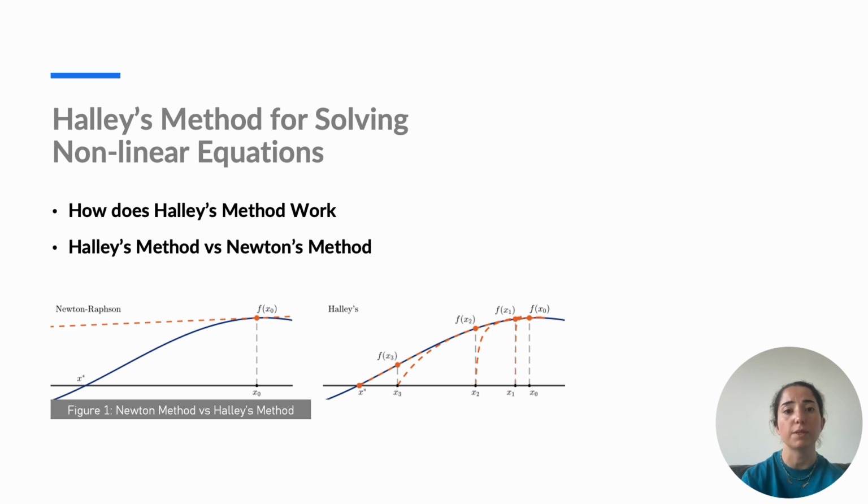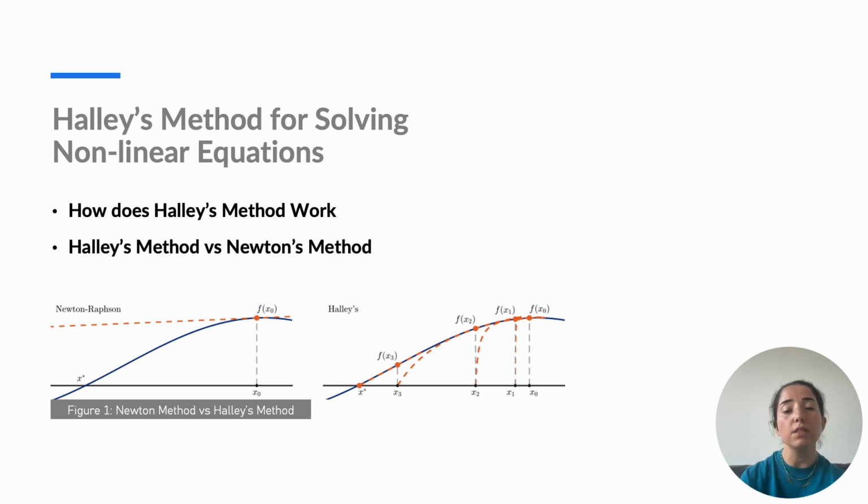Let's have a look at the difference between Halley's and Newton's methods. What you see on the left side is the Newton-Raphson method. It begins at a starting point of x sub 0 and evaluates the function at that point, marked as f of x sub 0. As you can see, there is an orange tangent line. This line is based on the first derivative of the function. Where this tangent intersects the x-axis gives our next estimation, which would be x1.